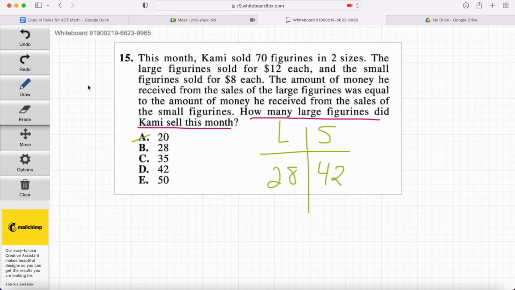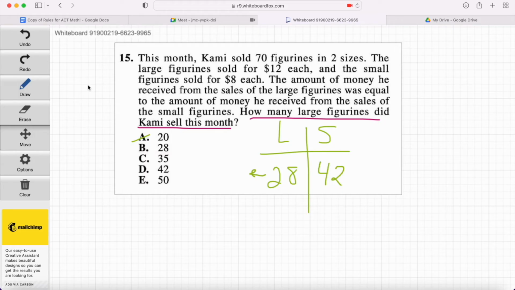Once again, use that calculator. You don't have to do it mentally. I don't know why 50 popped in my brain. Well, because the last value for the small figurines was 50. We're just keeping it straight that there's 70 total. And it'd be 22, so I was wrong either way. Yes, that is correct. All right, so how much did he make from the large figurines? Let's calculate it.